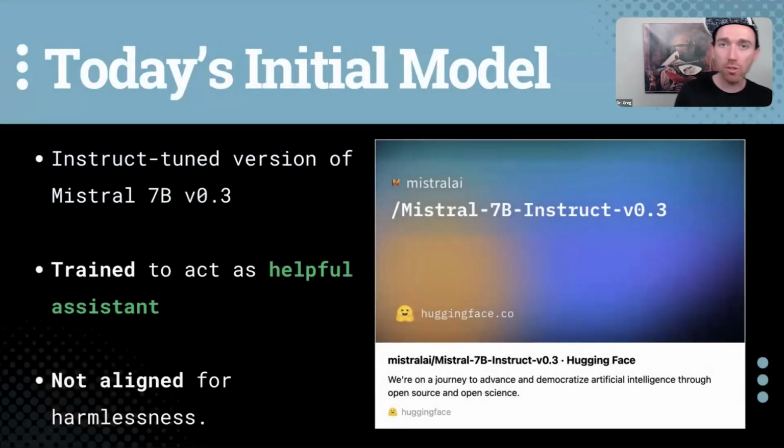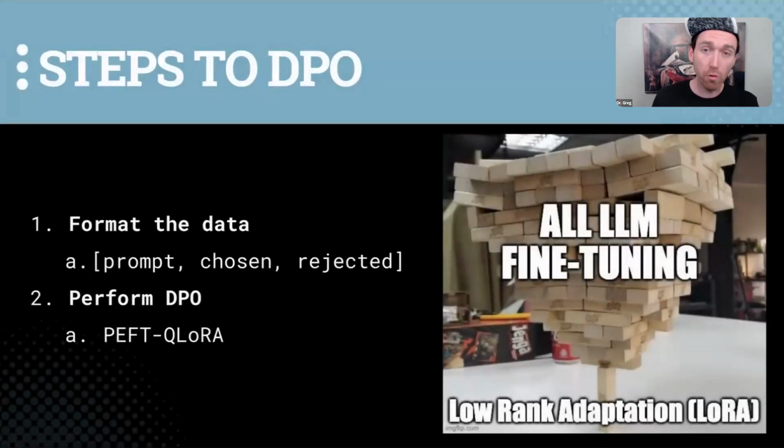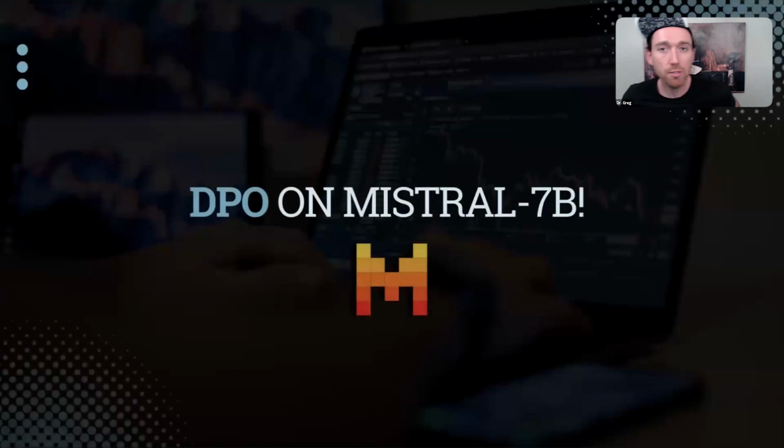And we're going to do it on Mistral Instruct v0.3. So again, this was instruct tuned. It just wasn't aligned super well, like some of these off-the-shelf Llama models. And the steps to DPO are the same as the steps to what we needed before. We're going to get the data in the right format. There's a little tweak for the Mistral model that Wiz will talk about, and then we're going to perform DPO. That's it. Wiz, show us how it's done.